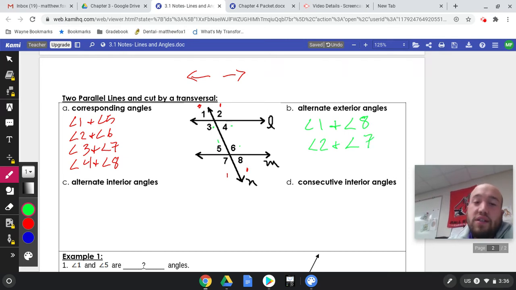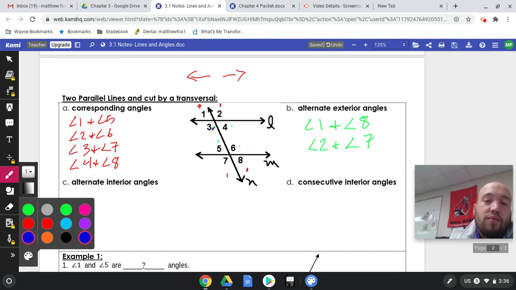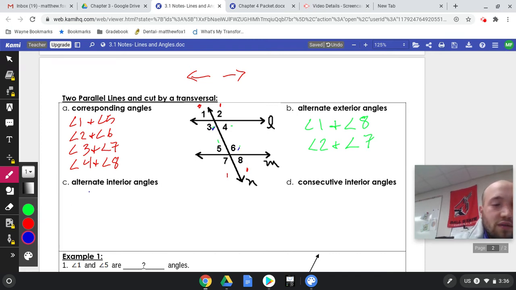Now, alternate interior, same idea, except now it's on the inside. Once again, we can't go for the linear pair. So 3 and 4 doesn't work, but 3 would pair with 6. So angle 3 and angle 6. And then also I could say angle 4 and angle 5.